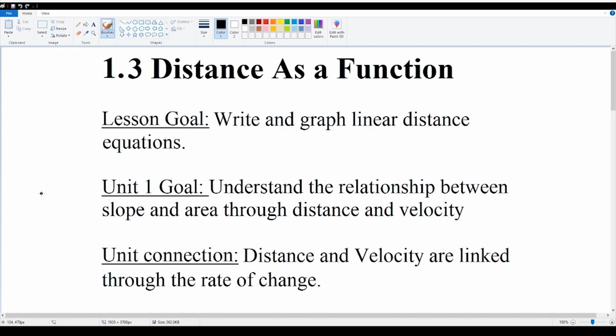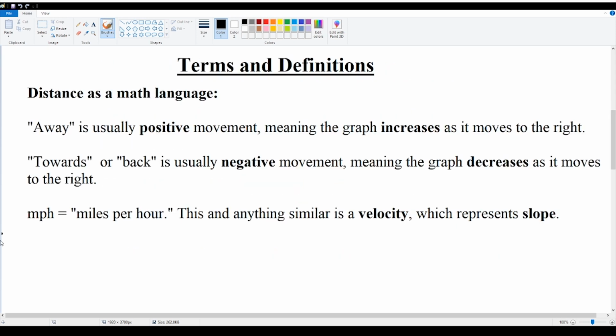For lesson 1.3, we'll be looking at distance as a function with the goal of writing and graphing linear distance equations. The importance here is that distance and velocity are linked through rate of change. So in order to be able to make these equations, you want to be able to understand distance as a math language. There's a few different words that get used a lot that give you the keys to understanding how to create our equations here.